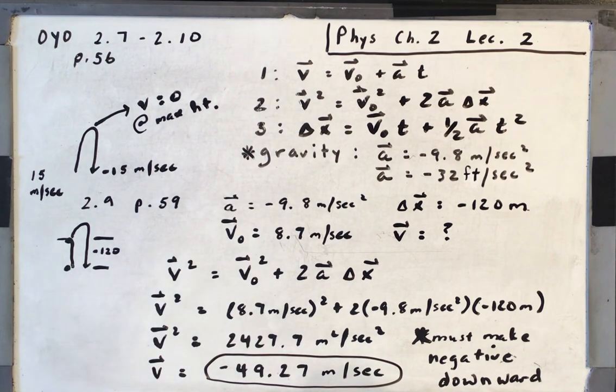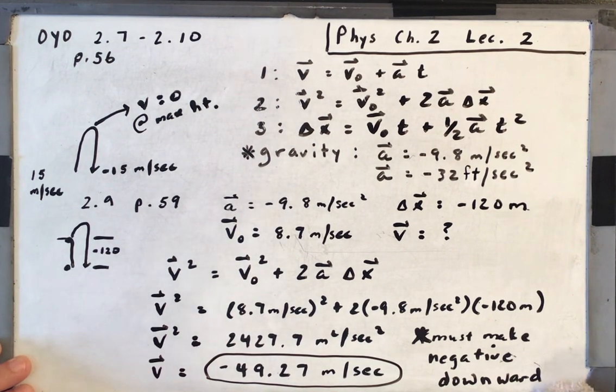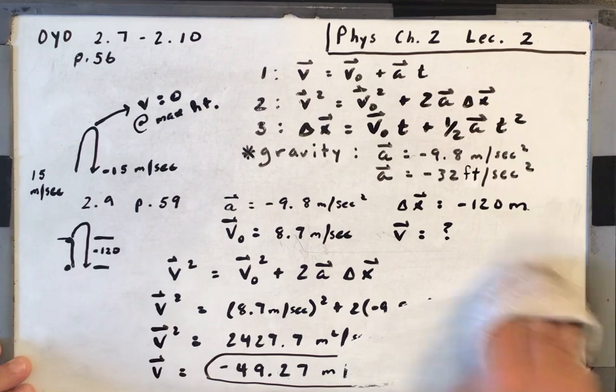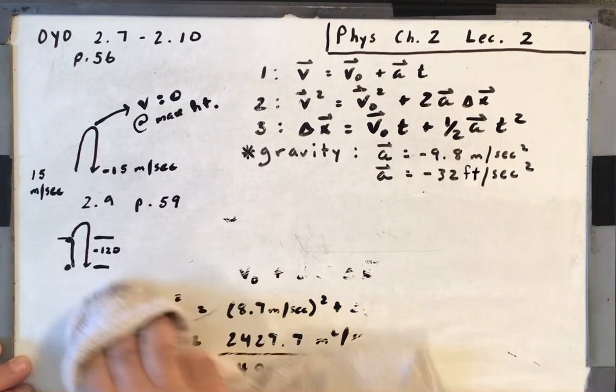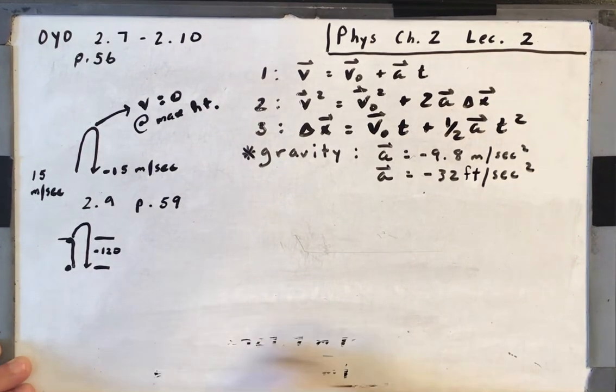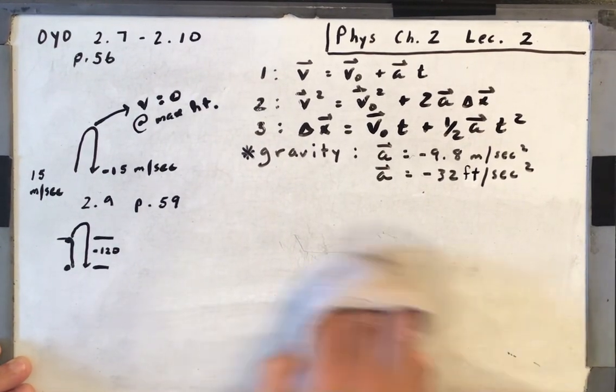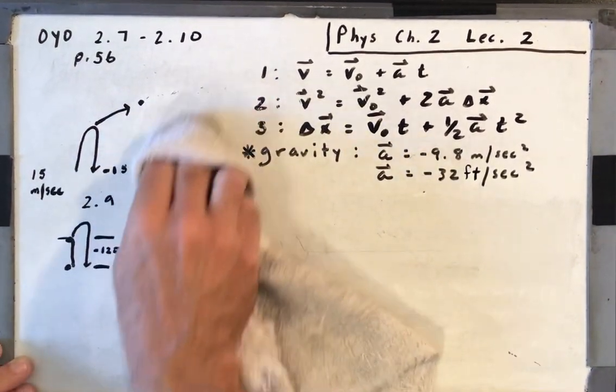All right, let's finish the on your owns for this chapter. By the way, that last one, that's a very common mistake, to not make that velocity negative. And it's a fairly major error, so you don't want to make it.